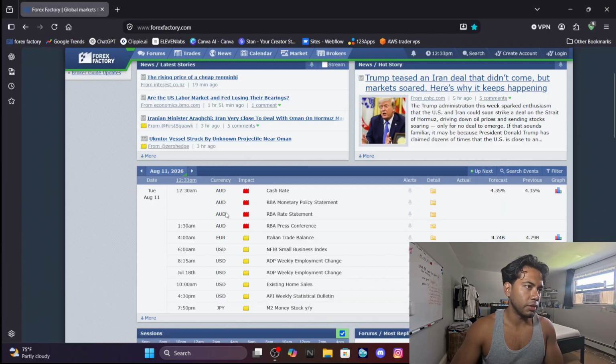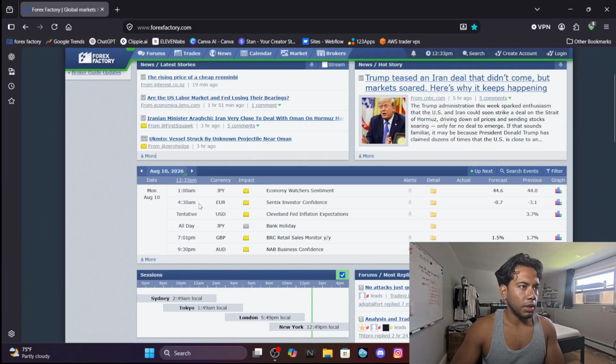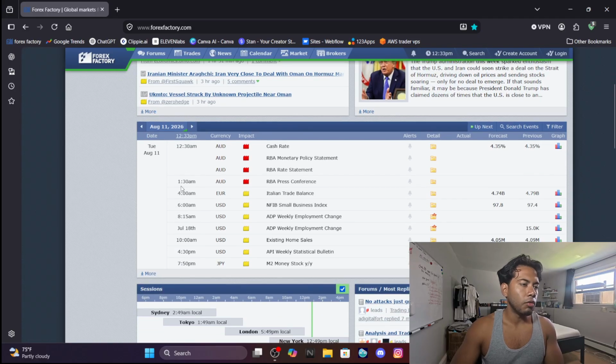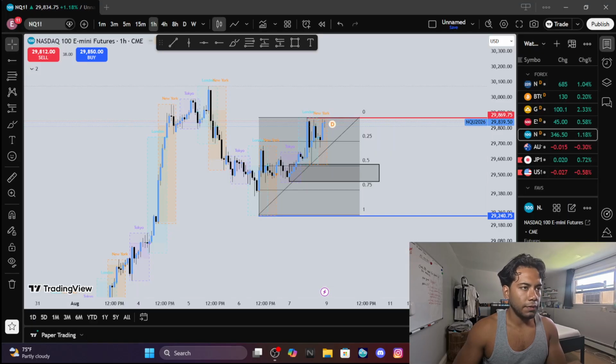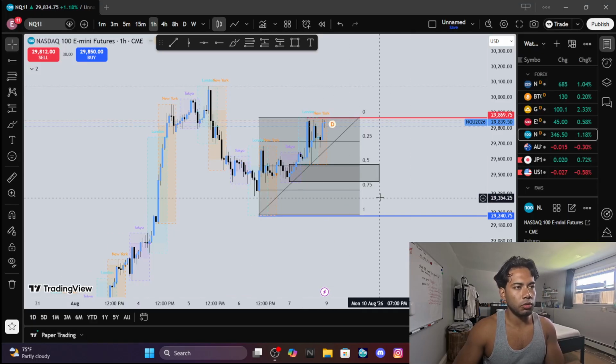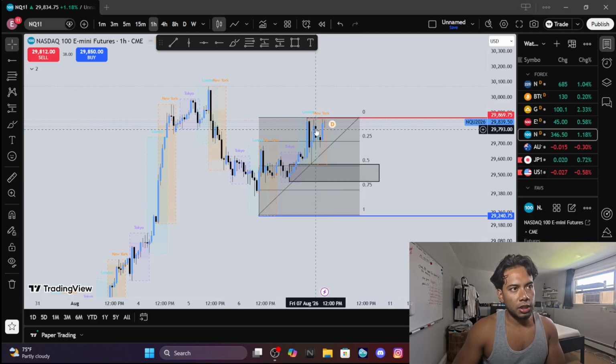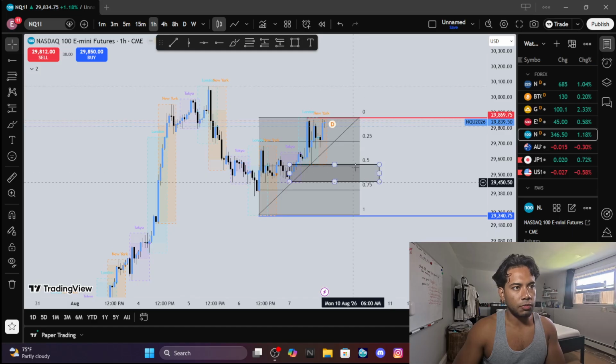So we checked fundamentals. On Monday, nothing crazy going on as far as the US dollar. Tuesday, we got the Australian dollar, some major news, but as far as the US dollar, nothing crazy. The Australian dollar could correlate a little bit, but I don't think it'll do much of anything. It would probably affect other pairs, but we're looking at the NASDAQ right now, so we should be fine. Overall, fundamentals are neutral.